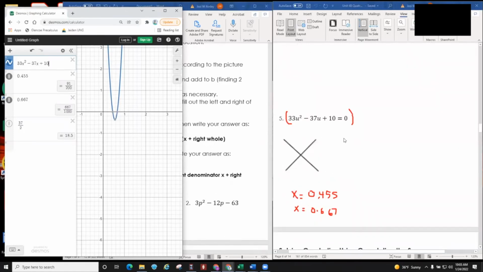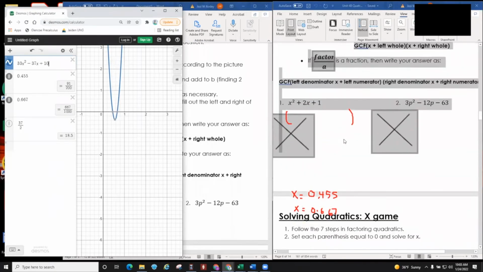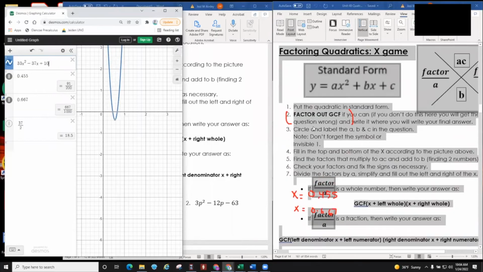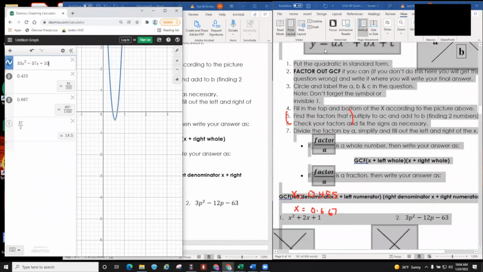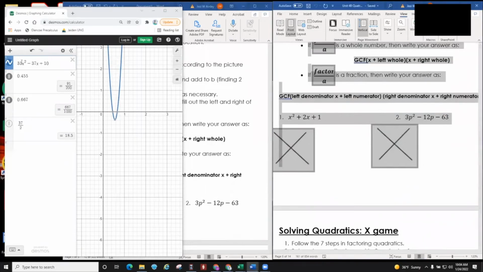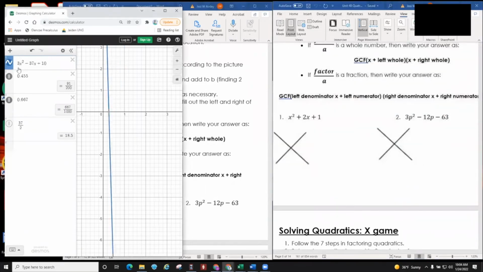Since I'm here, I am going to show you how to also do it for factoring. Remember there's a difference between factoring and solving. Factoring has one less step than solving, right? But you can still get it from the calculator. So since we're here, we're going to check one of these. I'm going to put that one in: 3p squared minus 12p minus 60.